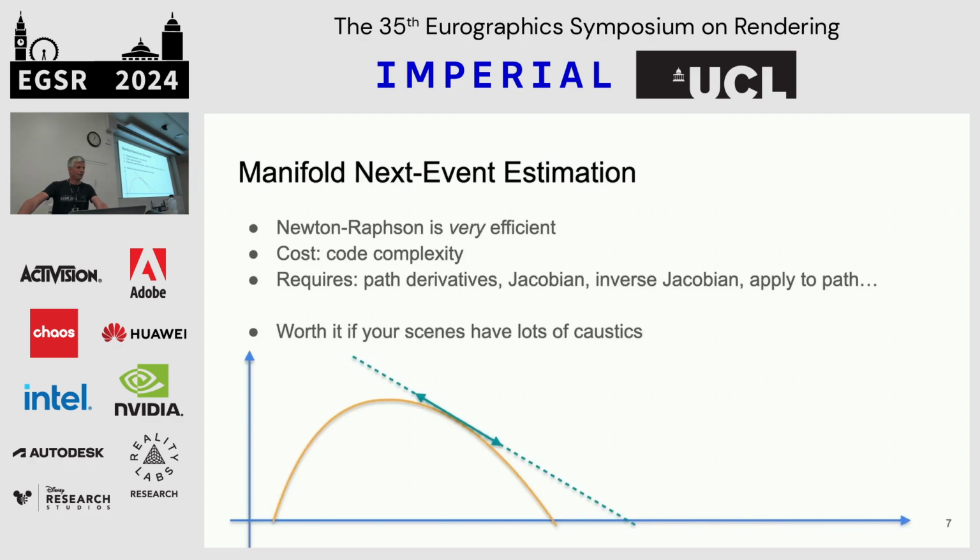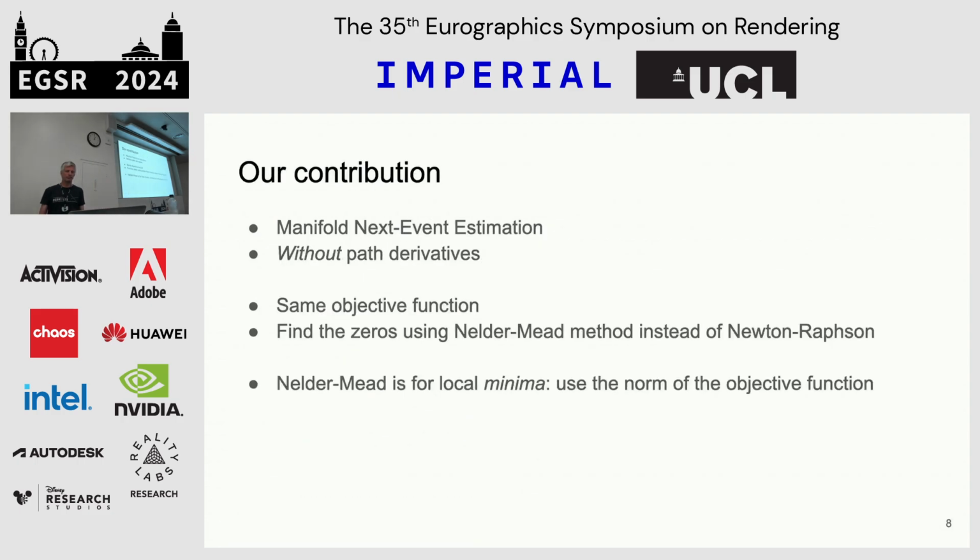Spoiler alert, it's probably the most efficient method. The only problem of the Newton-Raphson method is the code complexity. Because you have to compute derivatives, which implies path derivatives, which is a multi-dimensional derivative. So you have to invert that, which means the inverse of the matrix. Sometimes the matrix is not square, so you revert to the pseudo-inverse. You have to apply the derivatives to the path, and so on. If the main feature in your scene is caustics, then the Newton-Raphson method is definitely worth it. If you don't have that many caustics, then maybe you will be interested in this talk.